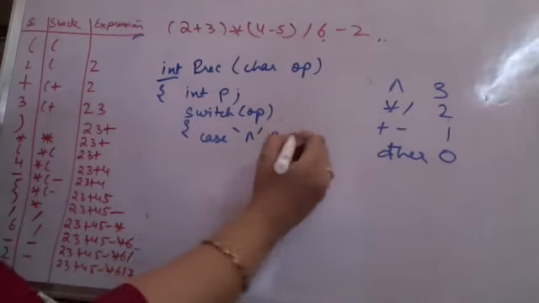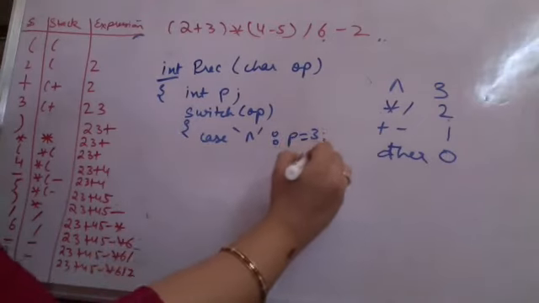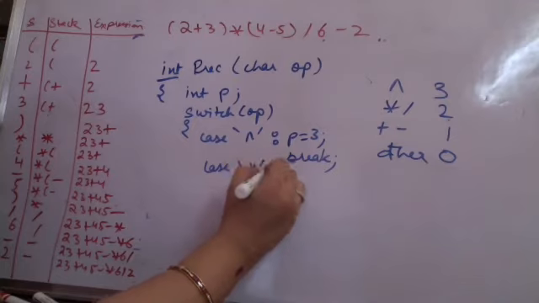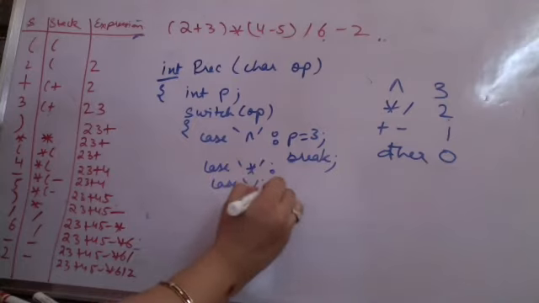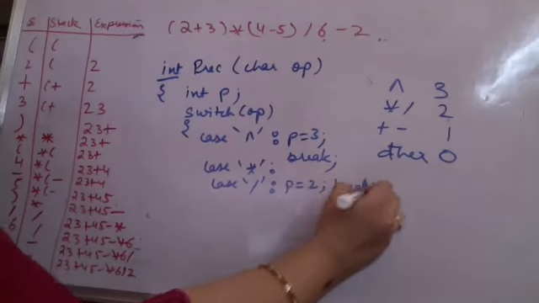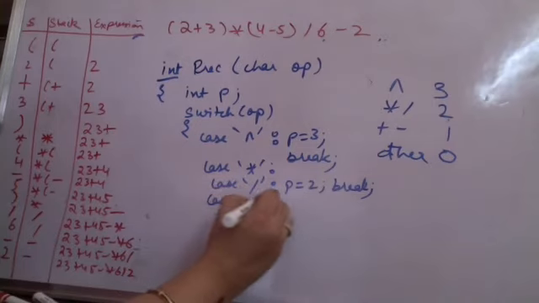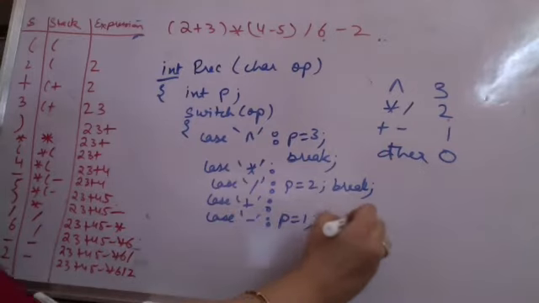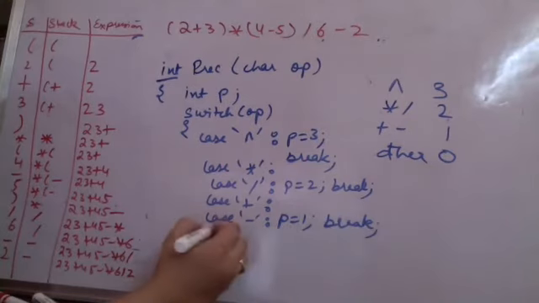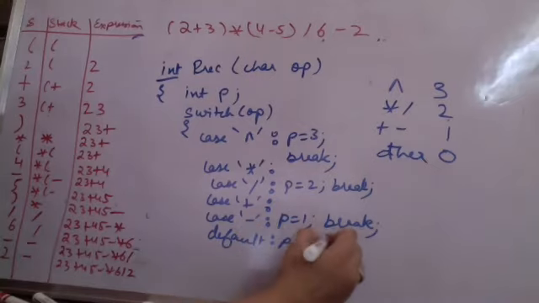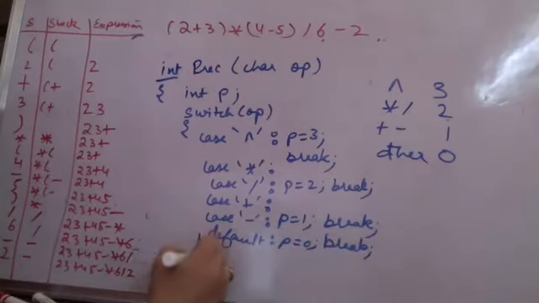So if this is the case of exponential, p equal to 3, break. If the case is a multiply or the case is a divide, in both the cases I am not having a break in between. P is equal to 2, then break. If the case happens to be a plus or the case happens to be a minus, P is equal to 1, break. If it is an opening parenthesis or anything else, the default case, in that case I am having P equal to 0 and then again break. So this is my switch which is ended. I would return the value of the precedence P here.